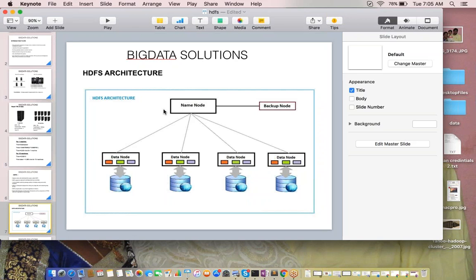Any doubts in the architecture? About failures, we will be looking at them: what happens if the name node fails, what happens if the backup node fails. All these things we will be looking at. Name node to data node RPC. Ravi, Bharat, tell me. So data nodes will keep sending this RPC signal every 3 seconds to name node, correct?